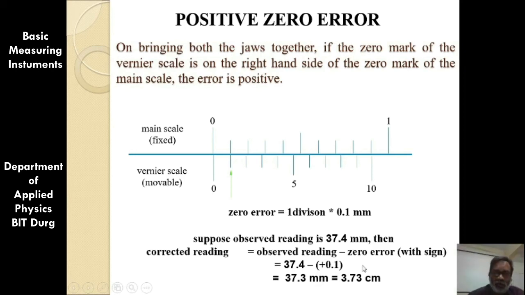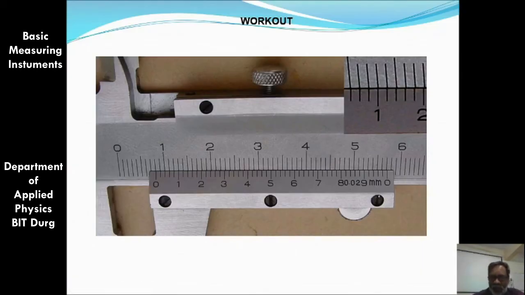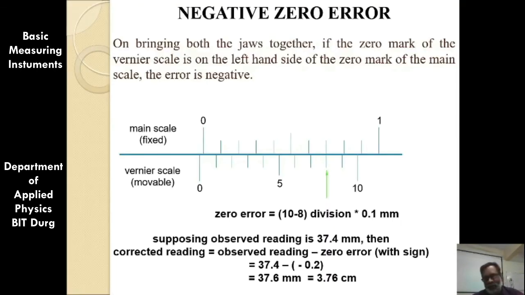So this is how we find what is positive error, and this is the way in which we find how to correct it. Now let us move to the next, in which we are going to see the negative error. Again you can see this is the reference line of the main scale, this is the reference line of the vernier. So if the vernier's reference line has overshoot the main scale's reference line, then that type of error is known as the negative error.